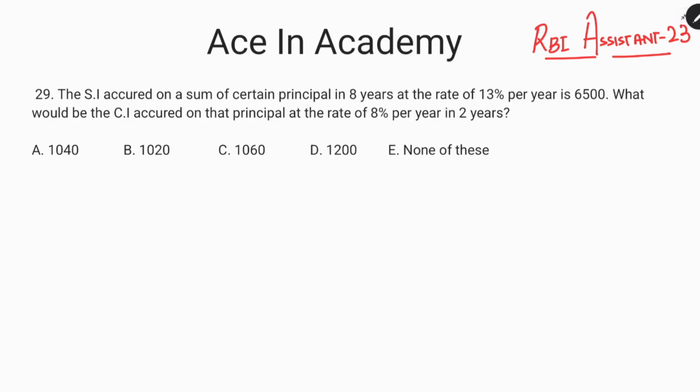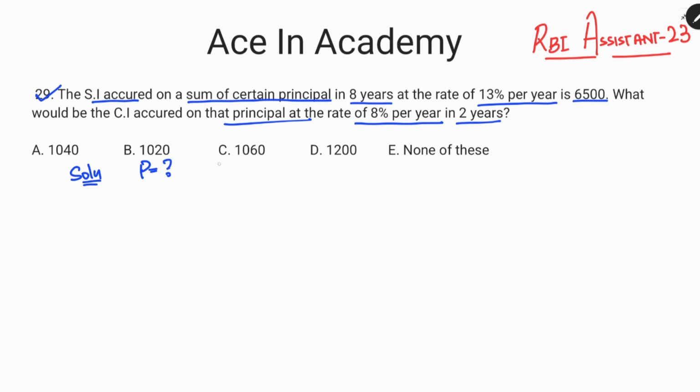I hope that you've tried the question and you've got the solution, and if you didn't, then let's check it. So according to our given question, it is given that the simple interest accrued on a sum of certain principal in 8 years at the rate of 13% per year is 6,500. What would be the compound interest accrued on that same principal at the rate of 8% per year in 2 years? So first we have to find the principal to find out the compound interest accrued.